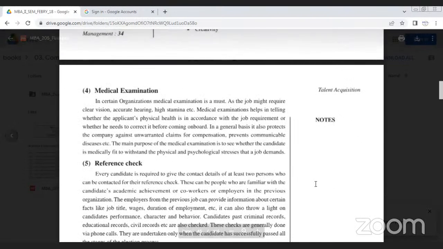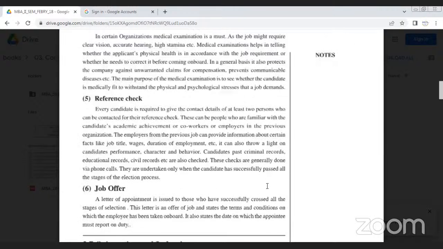And next, medical examinations. In certain organizations, medical examination is a must, as the job might require clear vision, accurate hearing, high stamina, etc. Medical examinations help in telling whether the applicant is physically in accordance with the job requirements or whether he needs to correct it before coming on board.